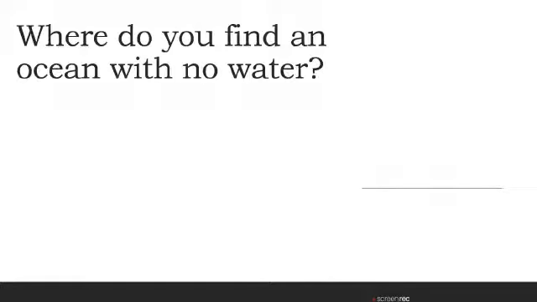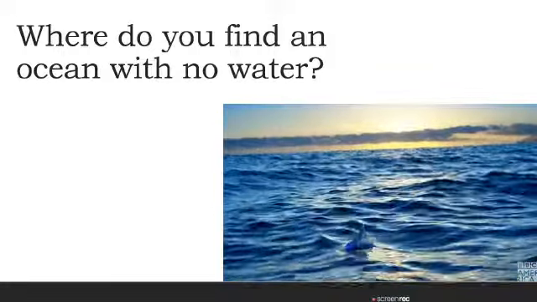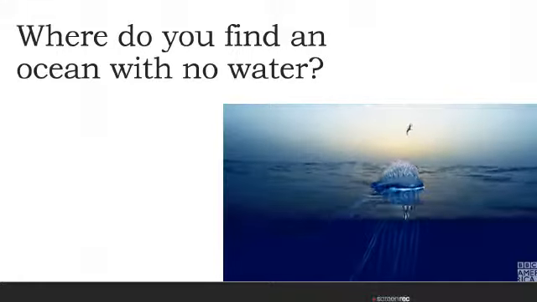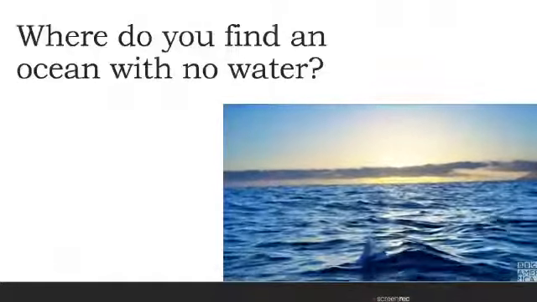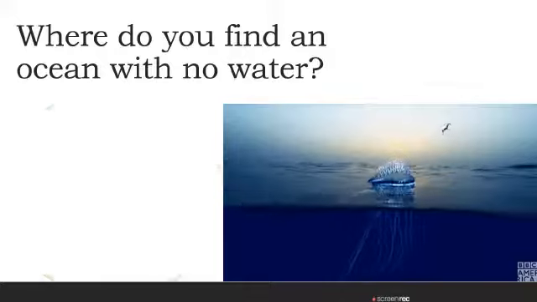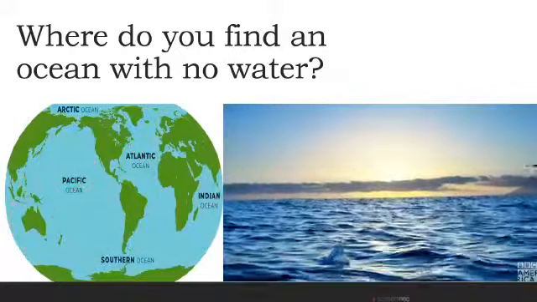And the next riddle is, where do you find an ocean with no water? Can you think about a place or a thing which has an ocean but with no water? See, can you see this ocean? Oh, there is a lot of water. But we have a thing on which you can find an ocean with no water. So what is it? Yes, it is a map. You can find an ocean with no water on a map.